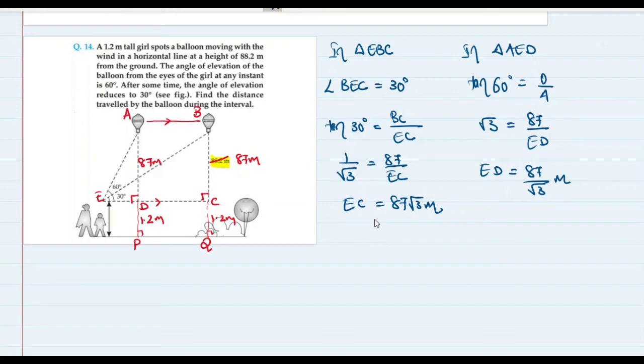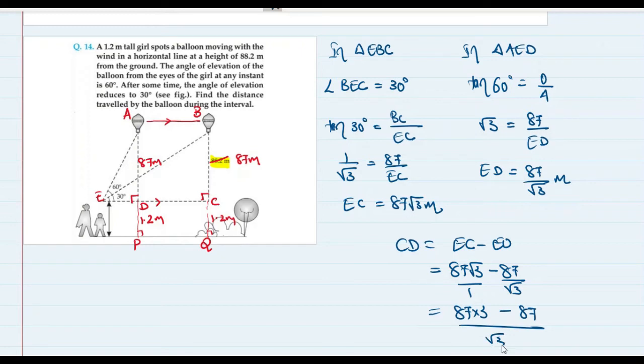So we found EC and ED. Now we want AB, which is equal to CD. So CD is equal to EC minus ED. Okay, EC is 87 root 3 minus ED is 87 by root 3, which, if you take LCM, becomes 87 times 3 minus 87, the whole upon root 3. Okay, let's calculate that. So 87 times 3 is 261. 261 minus 87 is 174. 174 divided by root 3.